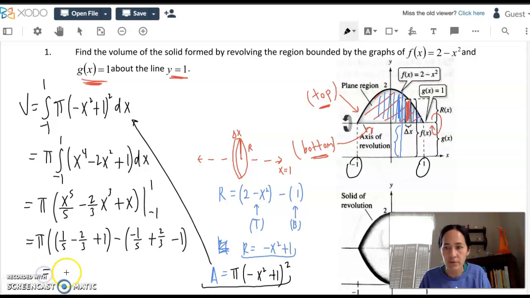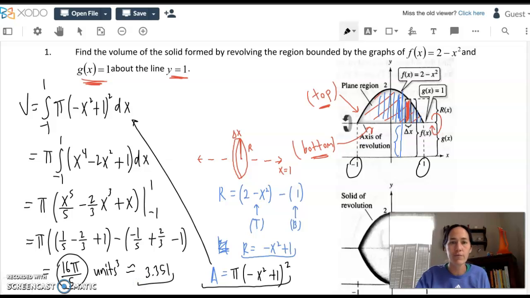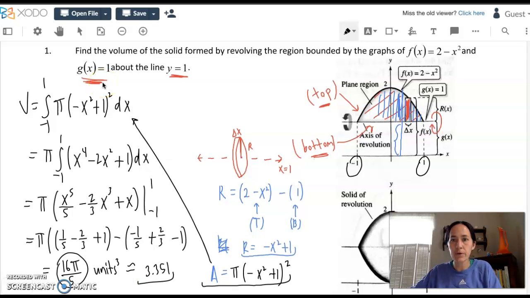All said and done, feel free to pause. Exact value is going to be 16/5 pi, or 16 pi over 5. Units cubed because we've just calculated volume, and decimal approximation, which is totally fine too, about a 3.351. Okay, so not too bad, but good to have this example down. First time ever, our axis of revolution is a line other than the y or the x-axis, and this is a good example where everything's done in terms of x. Your axis of revolution is a horizontal line.